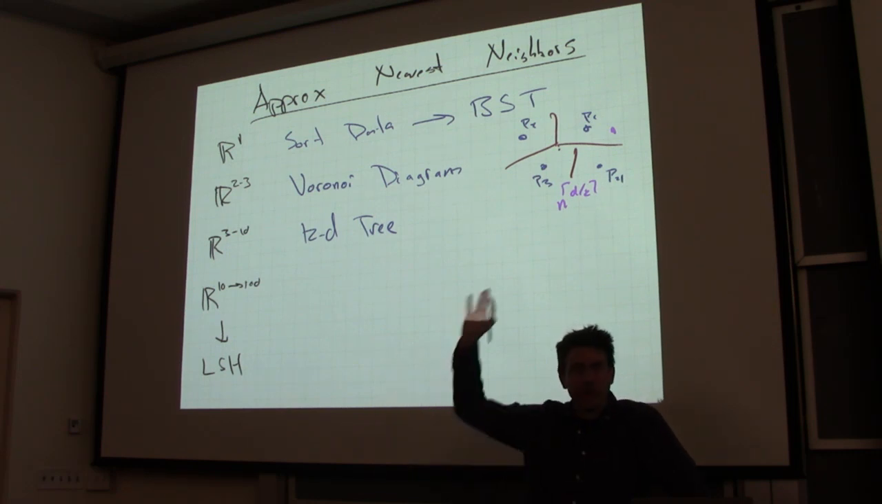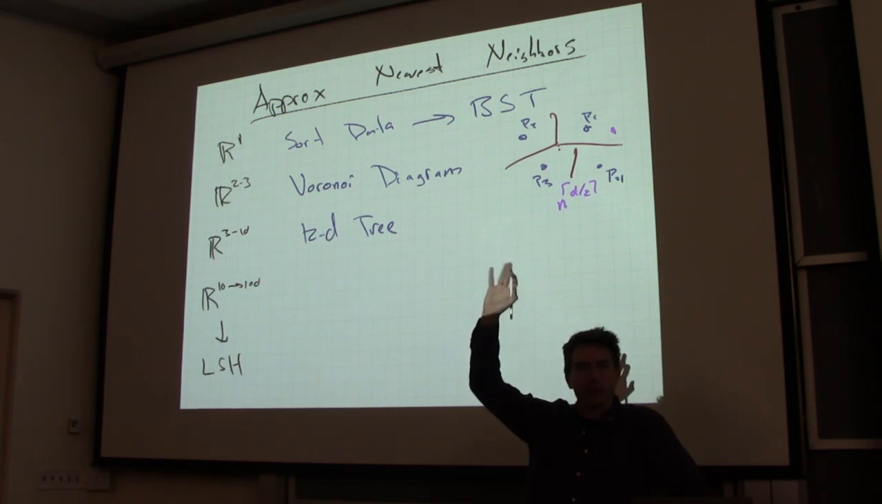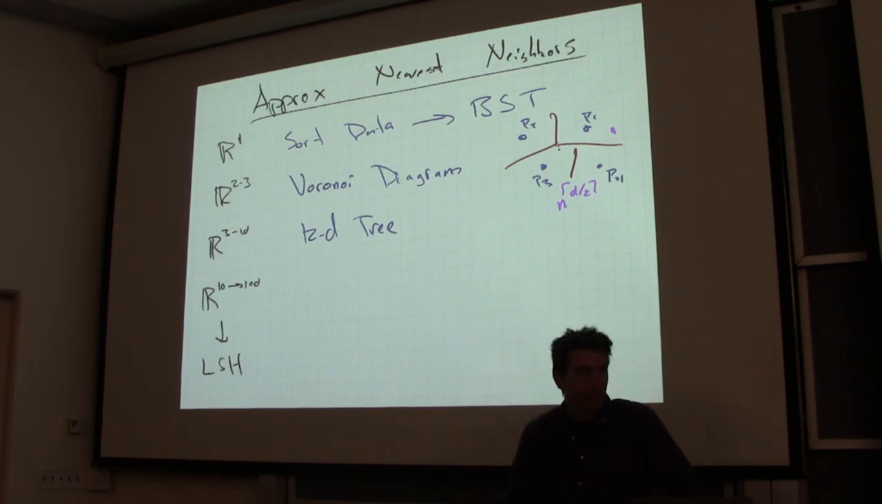So who's heard of a KD tree before? Okay, good. So a lot of you have heard of this. So where do you learn this? Algorithms class and geometry class? 2420. 2420. Oh, cool. Okay, good.